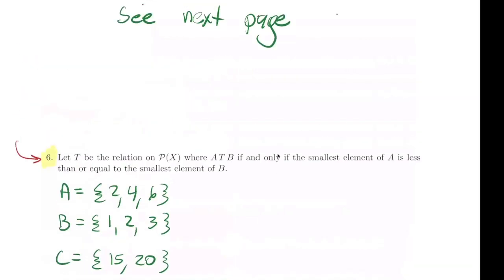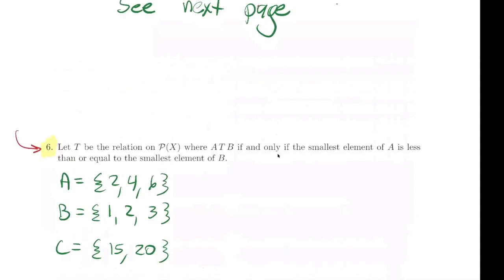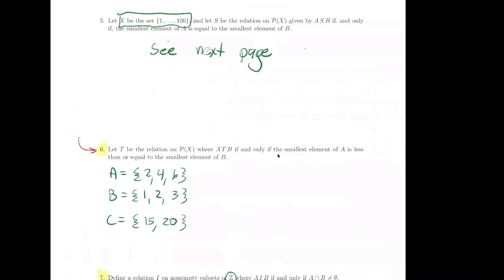Okay, so sorry. We're working with question 6. Question 6 is using the same set X that we had in the previous problem. So we're thinking about elements here that are subsets of X. And now this relation says the smallest element of A is less than or equal to the smallest element of B. So let's just go through some of these, looking at one case, and maybe this will give us an indication of what's going to work or not work. So the question here is, is A related to itself?